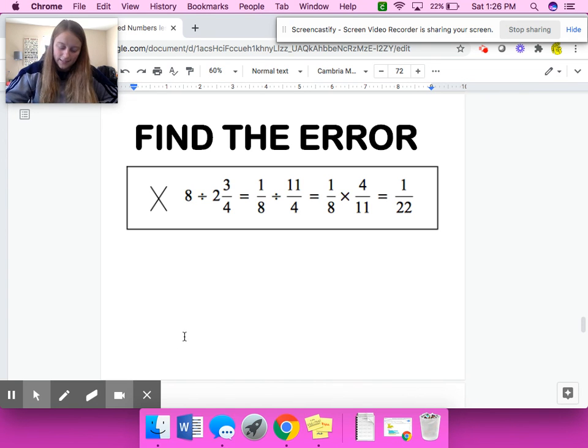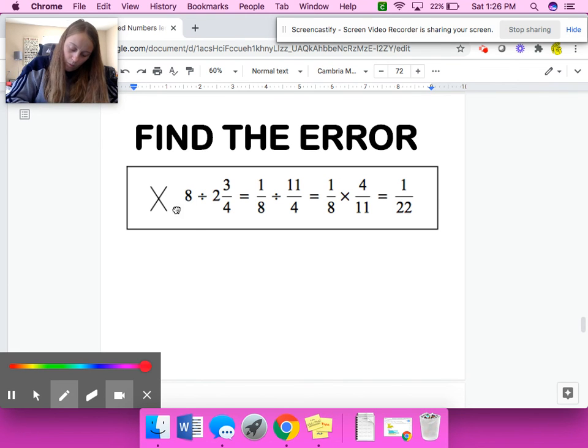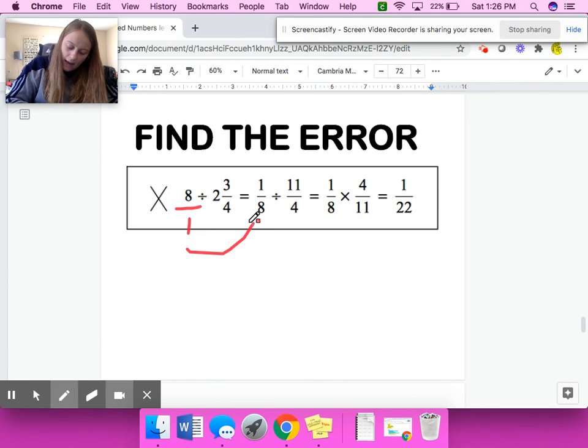As you can see here, we have a whole number and a mixed number, so we need to prepare those. So we're going to change our mixed number to improper, which it looks like they did correctly, 11/4. Then we need to change our whole number into a fraction by giving it a denominator of 1. But when I look here, they gave it a numerator of 1 instead. So there is our mistake.